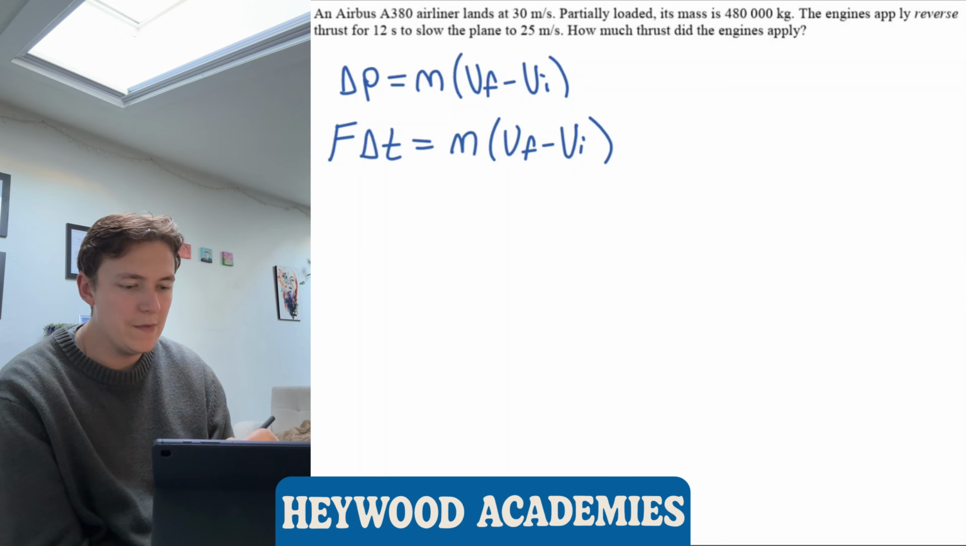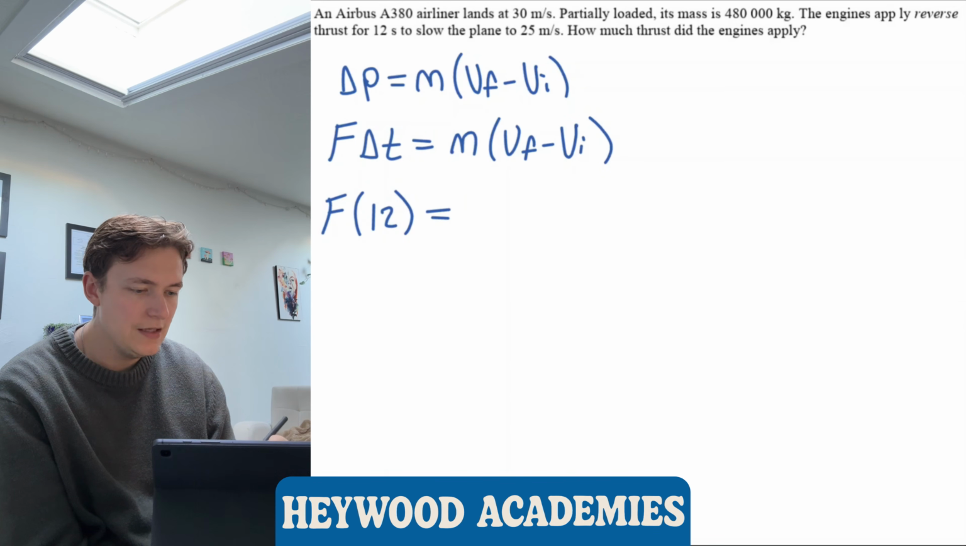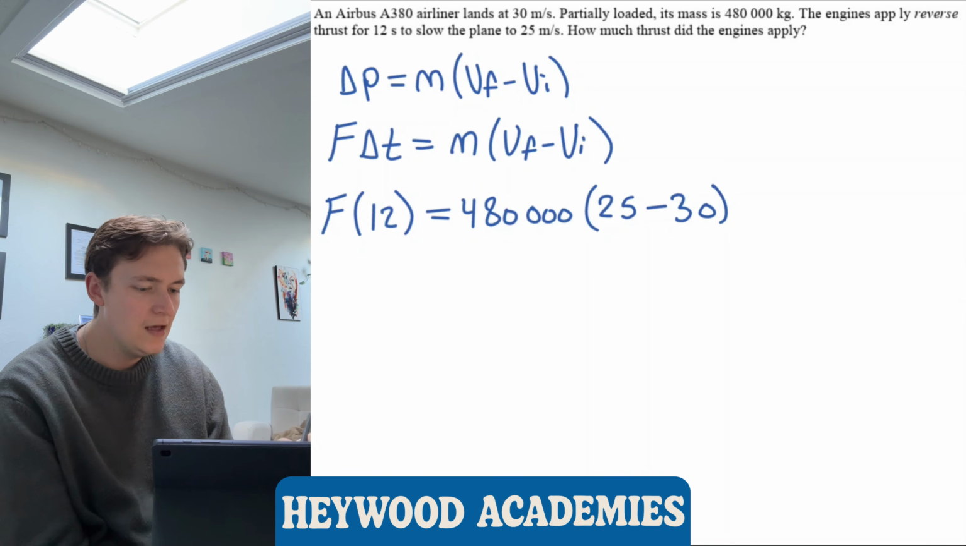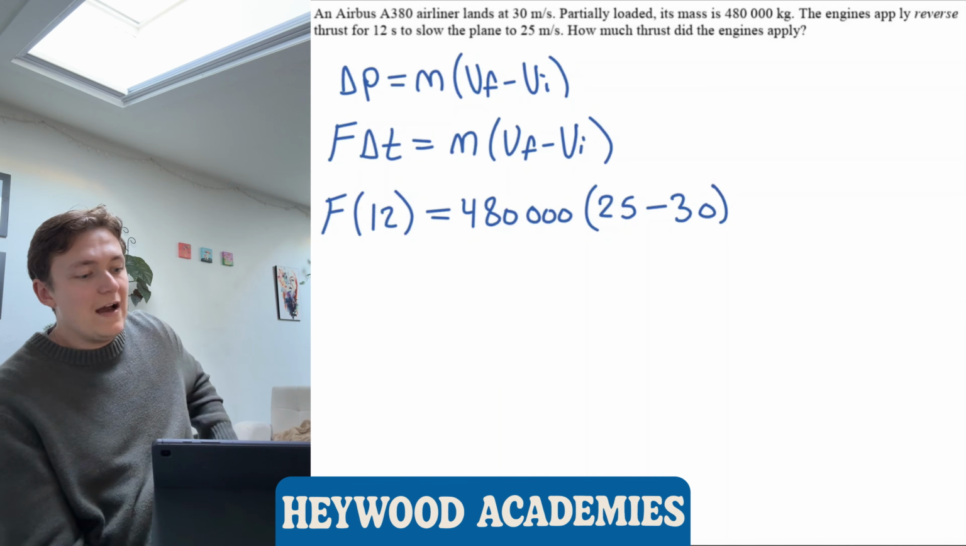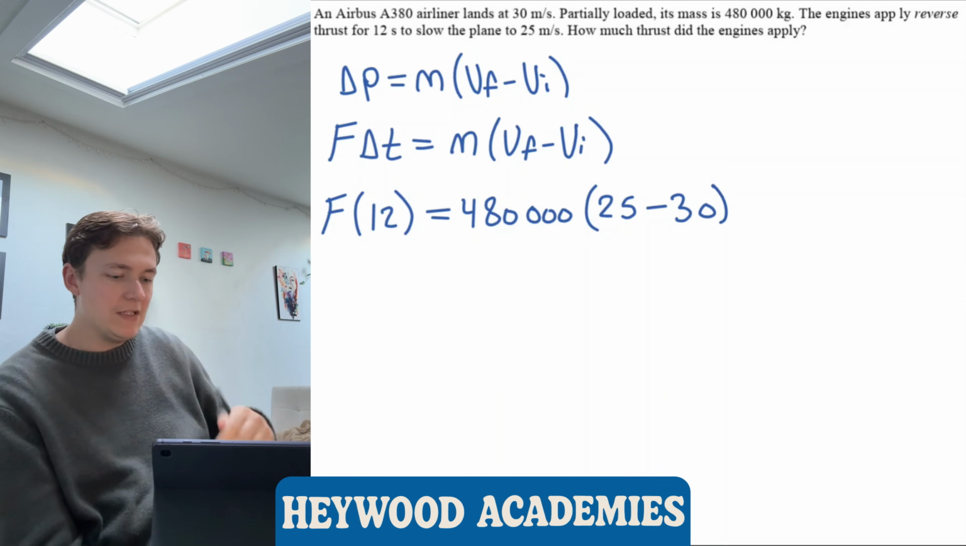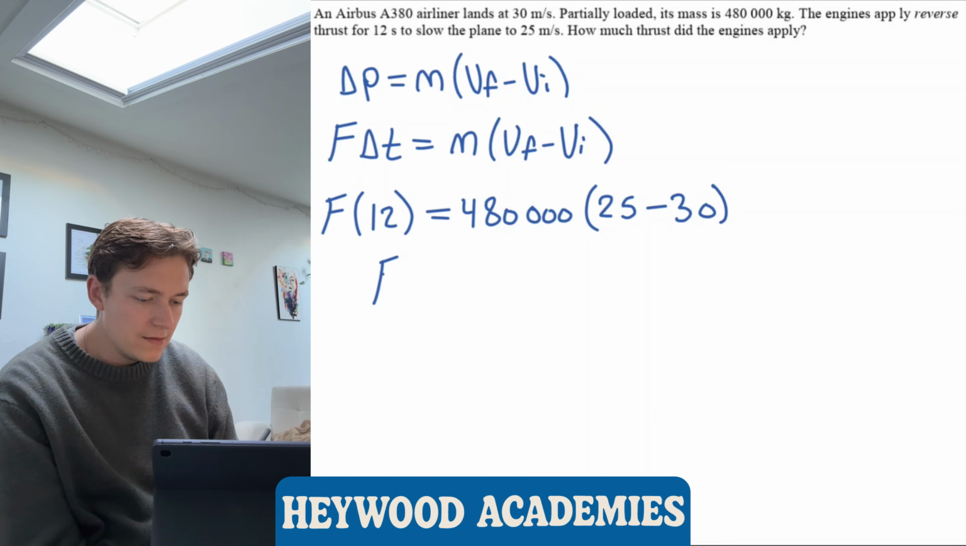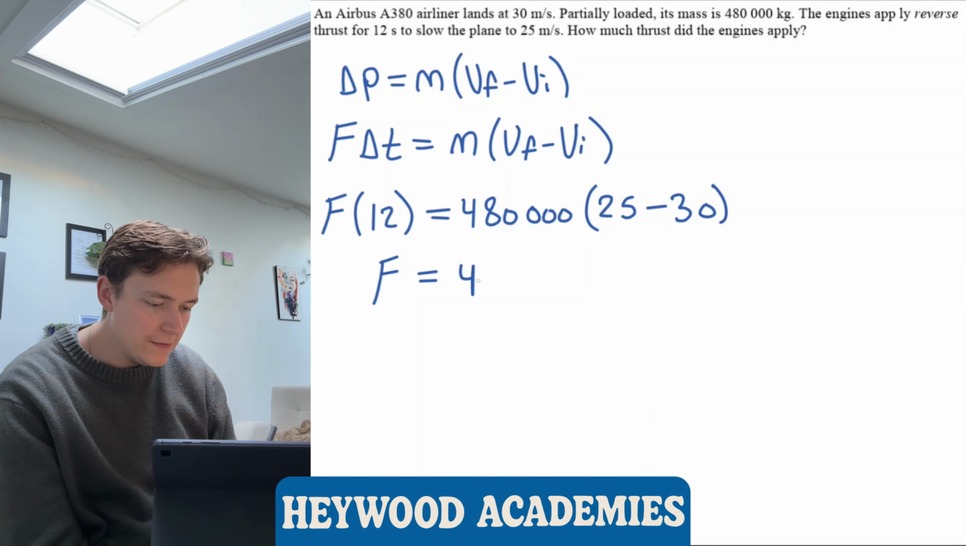Now we can go ahead and plug in our numbers if we'd like. So we got the force times 12 seconds, the mass 480,000, and then final minus initial, we were ending at 25 meters per second and we started at 30. So when we plug this in, 25 minus 30 will give us a negative value, which will give us a negative force, which makes sense because this is slowing down. So we can divide both sides by 12, and that should give us our final answer here.